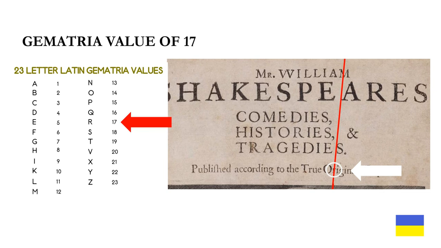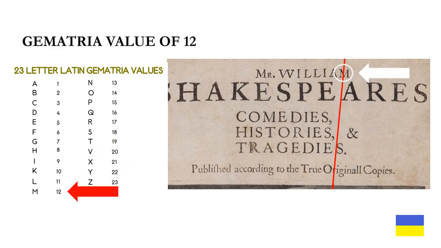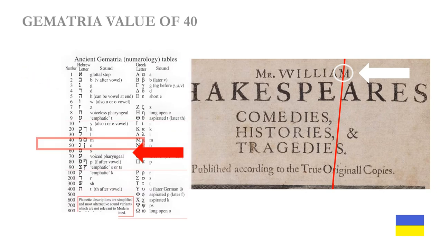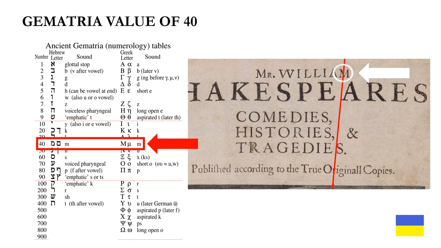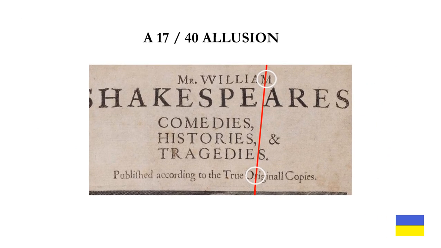The gematria value for the R is 17. The gematria value for M in William is 12. But in Greek and Hebrew gematria, the value for M is 40. Therefore, in this line, we have 17/40 illusion.